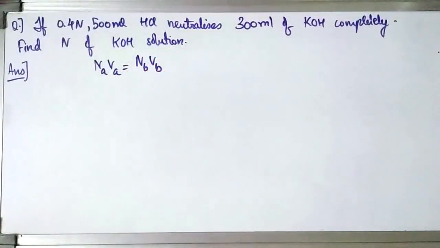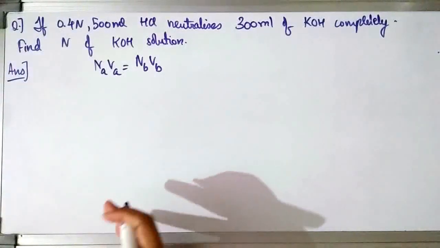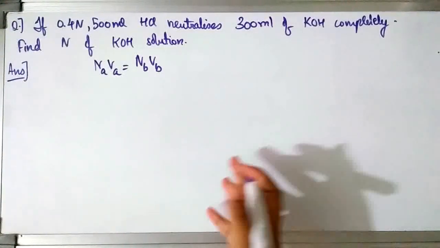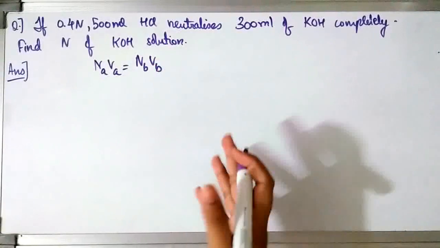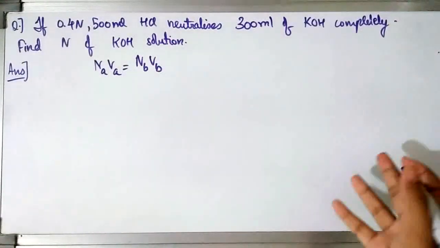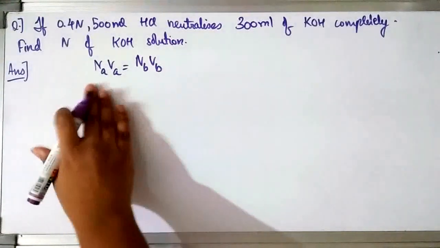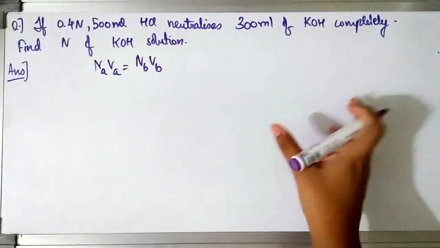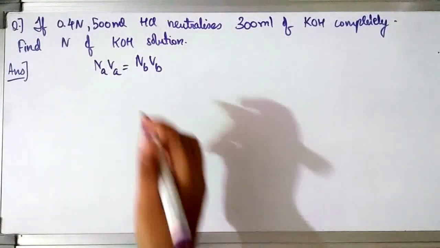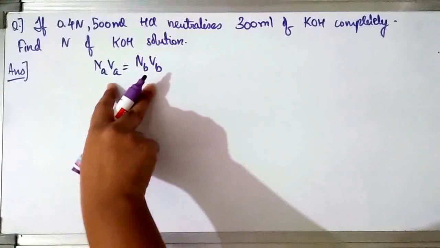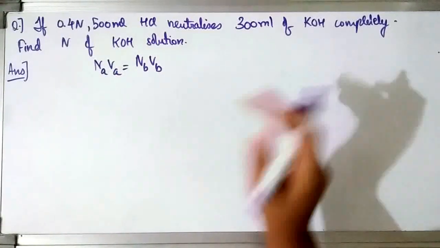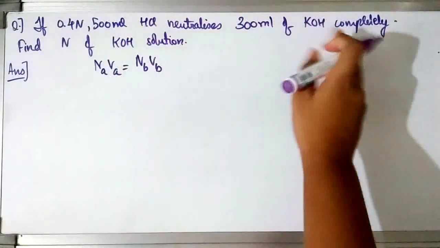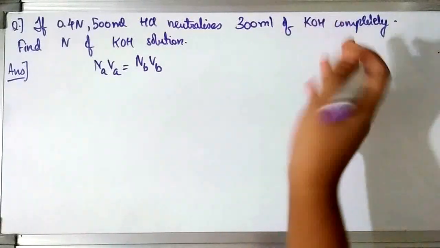I had discussed just now that when the gram equivalence of the acid is more, the mixture will be acidic. If the gram equivalence of the base is more, the final result will be basic. But when the gram equivalence of both of them are equal, the mixture will be neutral. So here also HCl neutralizes KOH completely, so your mixture is neutral.